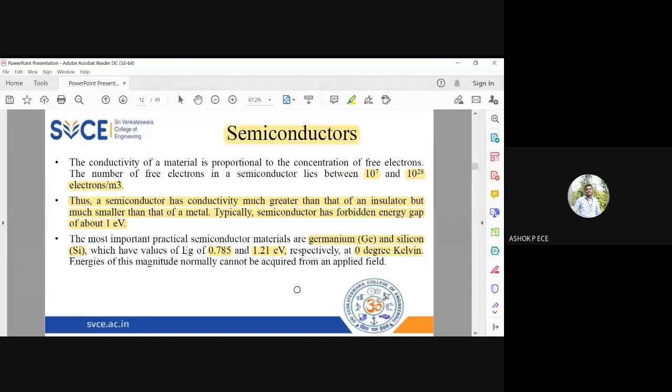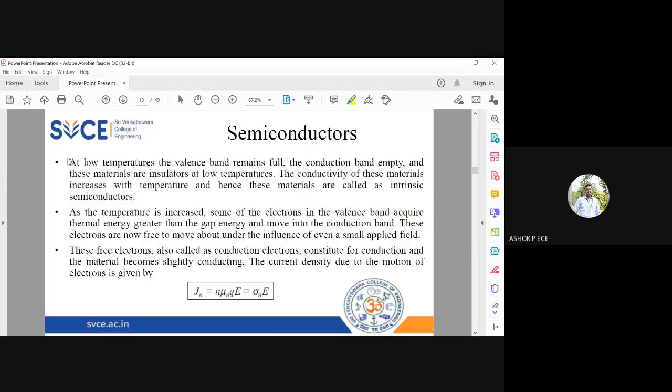Okay. So understand that the average band gap of semiconductor materials, whatever is available, is going to be 1 electron volt. It will not be exactly one; it will be slightly more than one or slightly less than one. We are more bothered about silicon and germanium because they are widely used semiconductor materials in our electronics and communication domain. So at low temperature, the valence band is full.